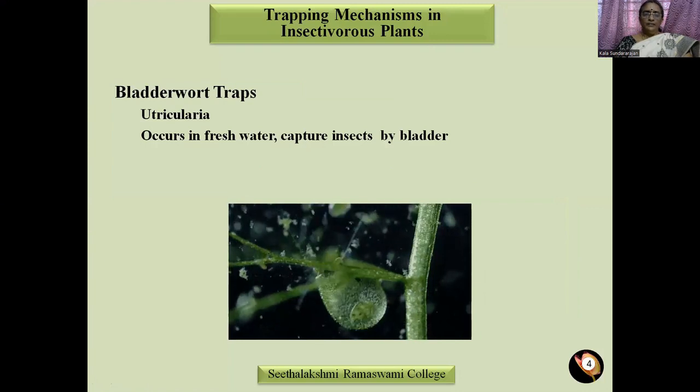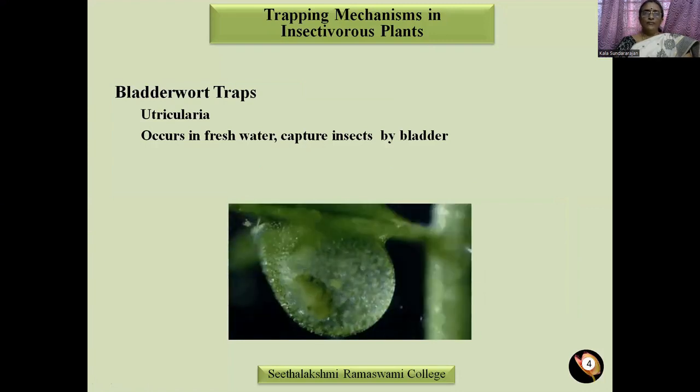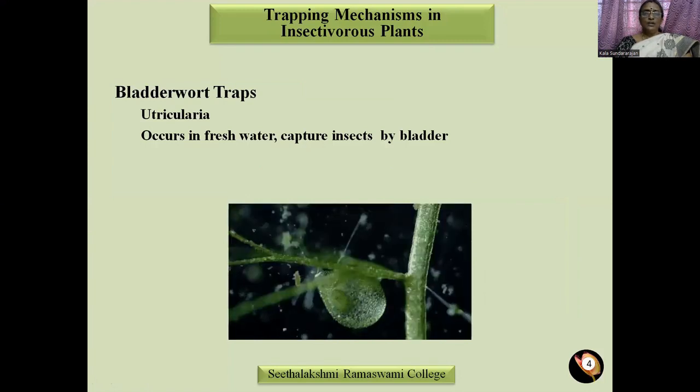The Utricularia bladderwort traps are only found in bladderwort plants and actively suck in small organisms using a partial vacuum. It is seen in Utricularia, which occurs in freshwater and captures insects by bladder.